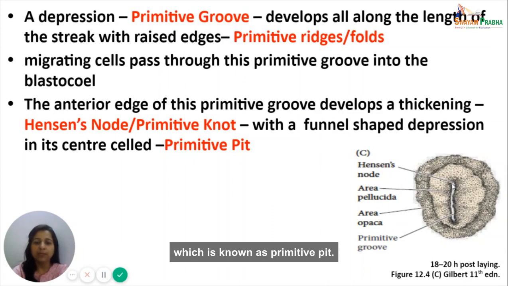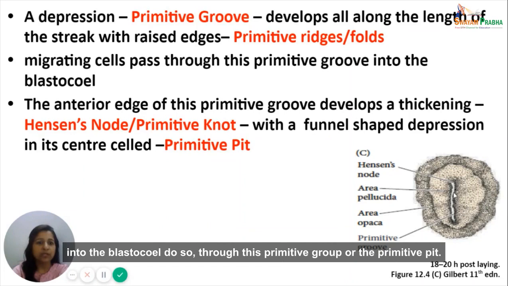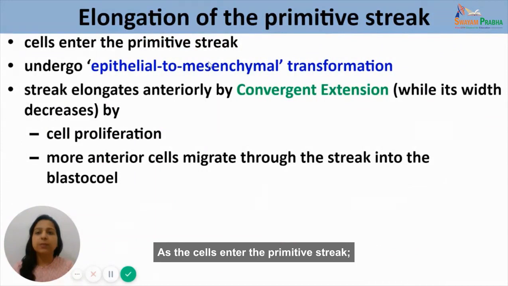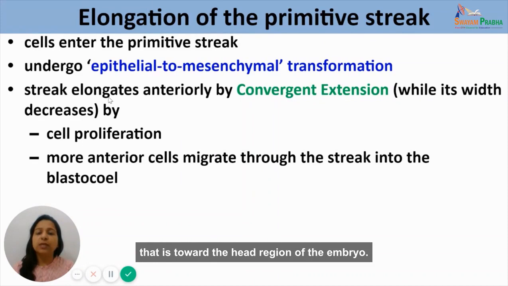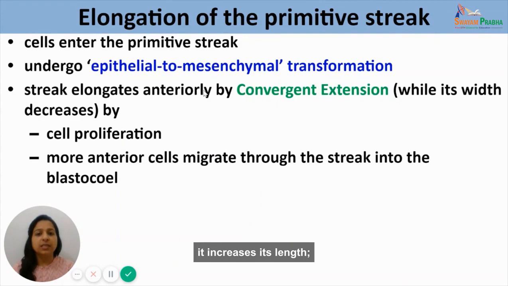So most of the cells which have to migrate into the blastocoel do so through this primitive groove or the primitive pit. As the cells enter the primitive streak, they undergo an epithelial to mesenchymal transformation, with which the streak is able to elongate anteriorly, that is toward the head region of the embryo. As the streak elongates, its length increases and its width decreases concomitantly.